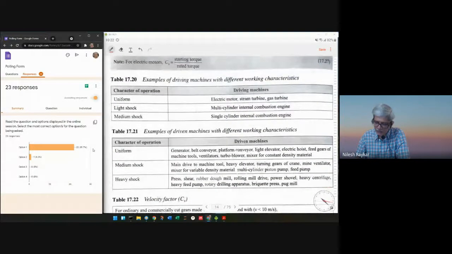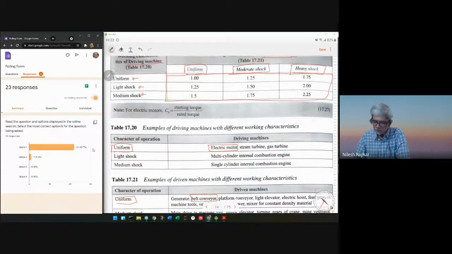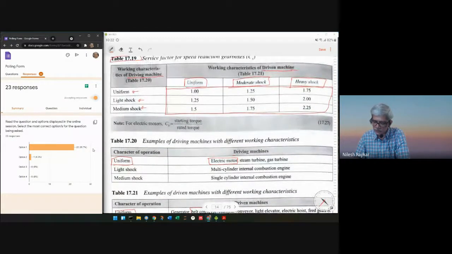Now, in order to provide some clue as to how we decide this, they have given examples. For example, if the driving machine is an electric motor, it would be considered uniform. And for the driven machine, if it is a belt conveyor, then it will be considered uniform. If it is a press, then it will be considered heavy shock. So by using this particular table, one can calculate the factor which is known as the service factor.